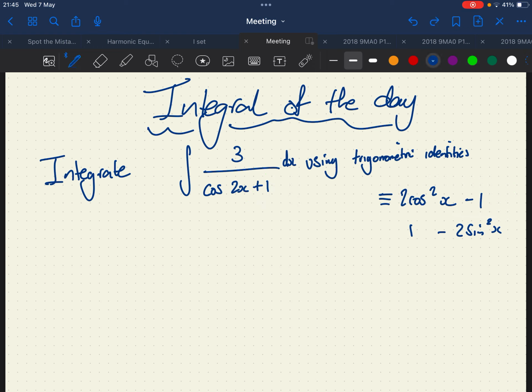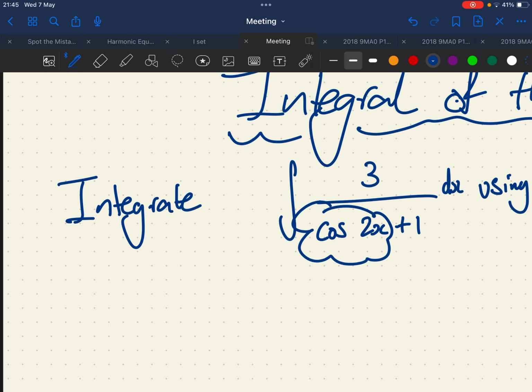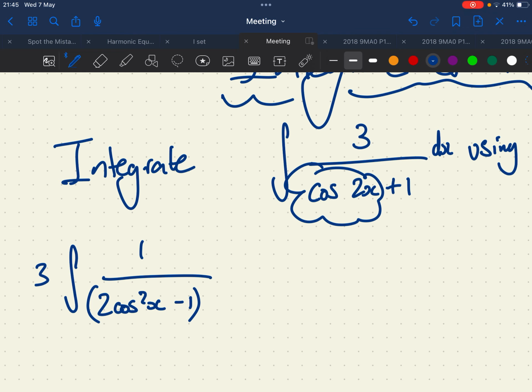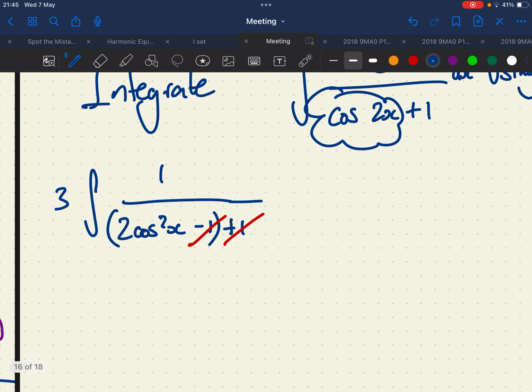So let's do that. If we substitute this part out, it's going to become the integral of, well, 3. When you've got numbers, numbers can just go out. So I've got 3, 1 over, and we said we were going to try the 2 cos squared x. If I put this all in brackets, minus 1 instead of that one, plus 1. When I do that, these brackets aren't really doing anything, so I'm just going to cancel out those ones and rewrite.